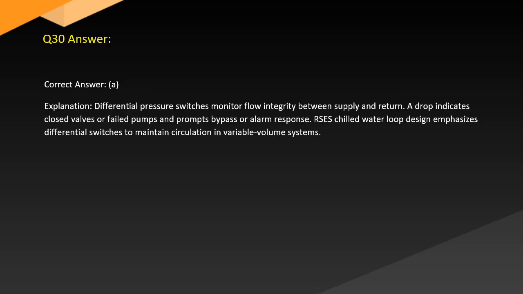Answer. Correct answer: A. Explanation: Differential pressure switches monitor flow integrity between supply and return. A drop indicates closed valves or failed pumps and prompts bypass or alarm response. RSES chilled water loop design emphasizes differential switches to maintain circulation in variable volume systems.